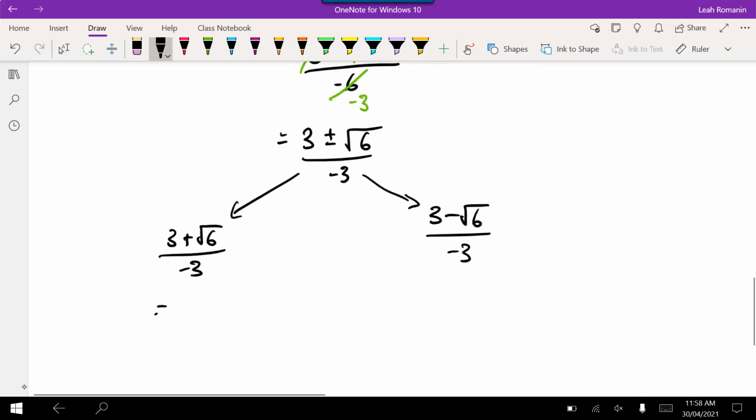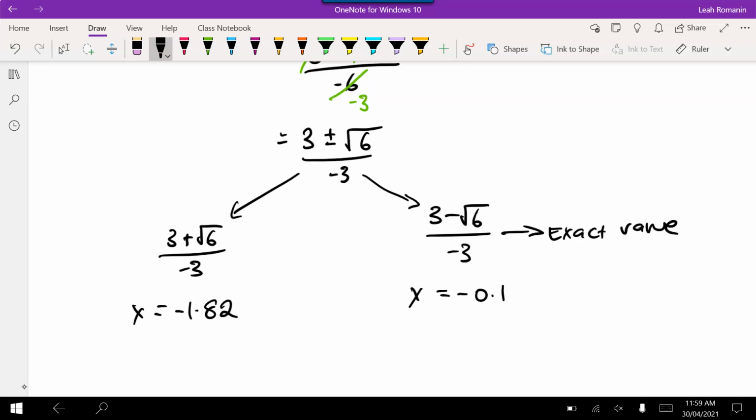Now the question has asked for the answer in a decimal value. If it was an exact value, this is where it would stay. So this is exact value. The question has asked for it to 2 decimal places, so I'm going to go one step further and type each of these solutions into my calculator. So for this first solution of 3 plus square root 6 over negative 3, that's going to give me negative 1.82. And then 3 minus the square root of 6 over negative 3 is going to give me negative 0.18. So these are my 2 solutions for x.